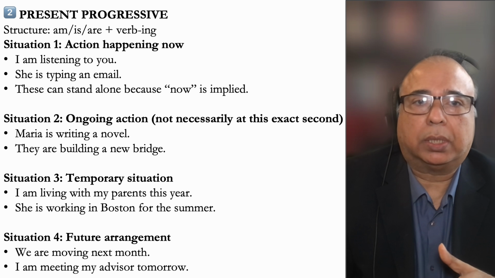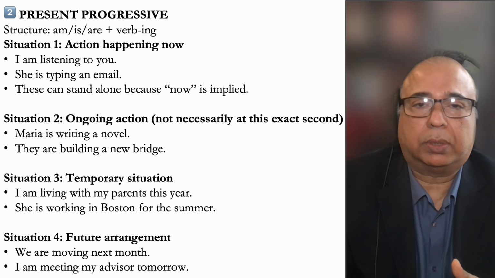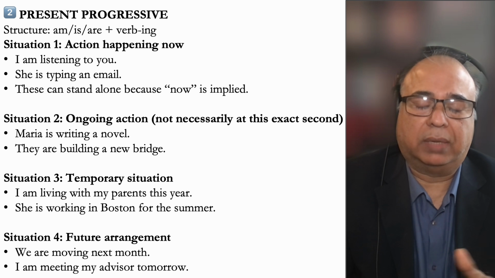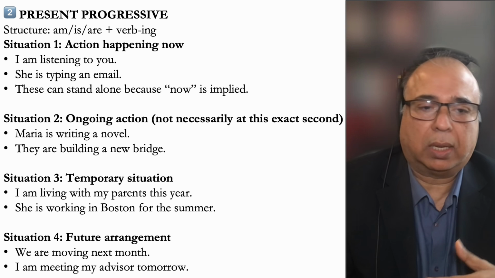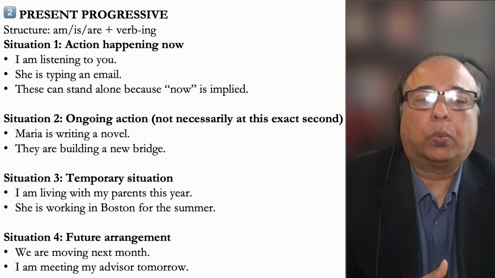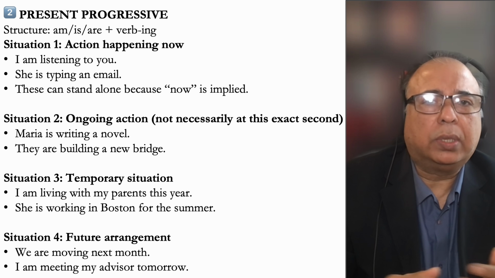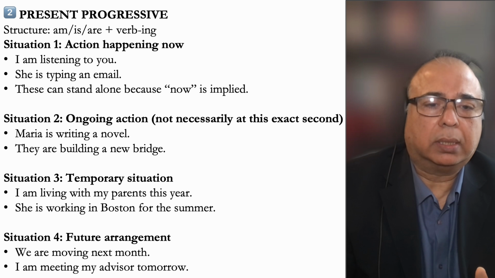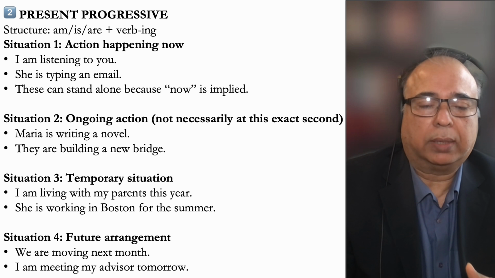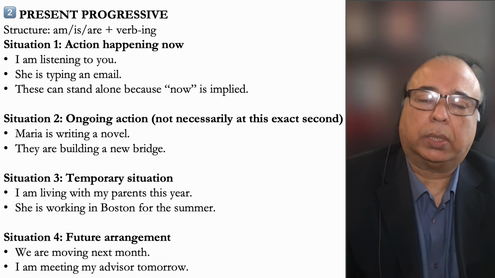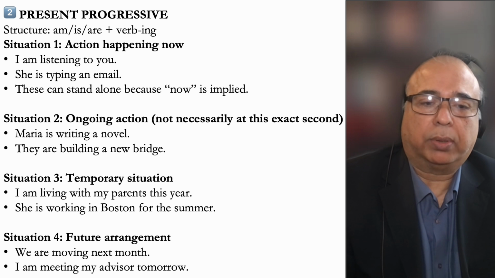Maybe there's a situation, I'm moving, I'm changing jobs, and I'm just living with my parents. It's a temporary arrangement for a few months, and then I'll move out. She's working in Boston for the summer. So only for the summer she's working in Boston. She's not working right now, but she is in Boston. She's working. So that's a third situation in which we use present progressive.